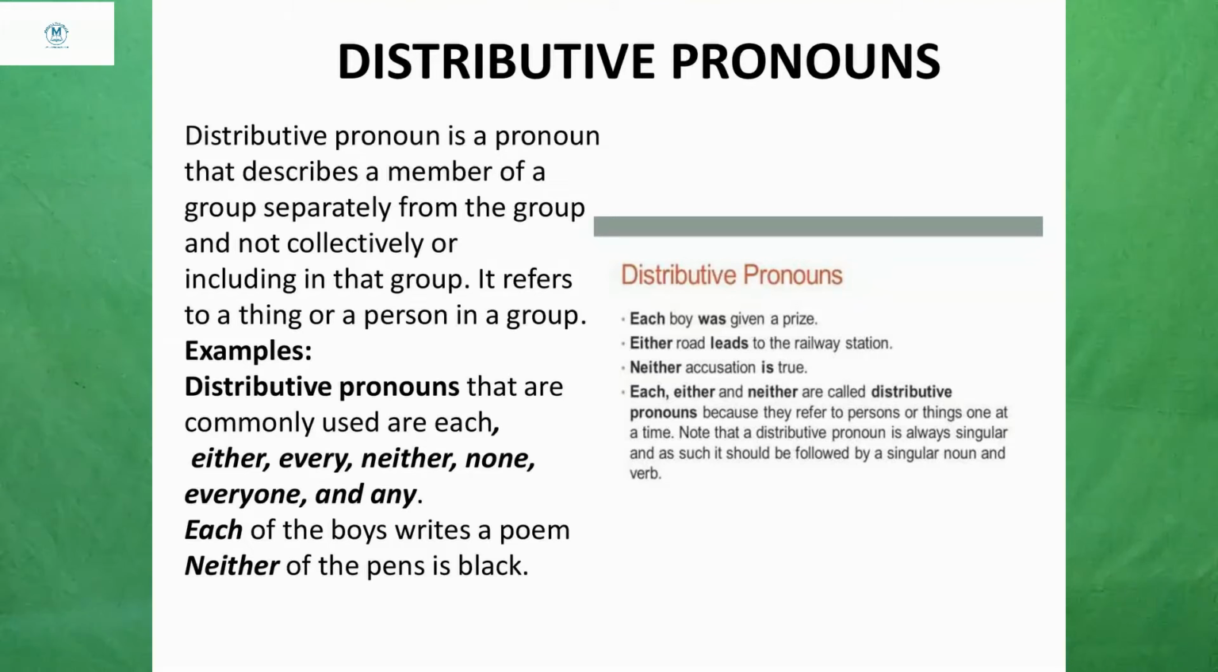Distributive pronouns. Examples: each, either, every, neither, none. These all are examples of distributive pronouns. So, each of the boys writes a poem. So out of all the boys, every boy writes a poem. So a group of boys is there. So each of the boys writes a poem. Each boy was given a prize. So every boy got a prize.